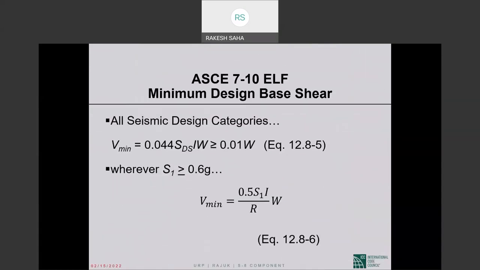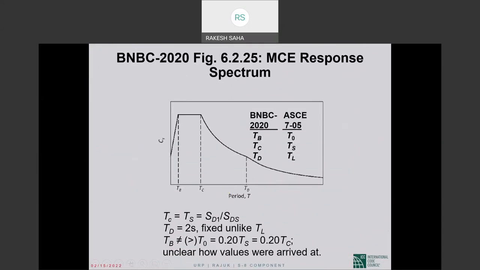I have gone through all of this. So the V minimum is given by this expression, but never less than 1% of weight. And the other minimum is a function of R and is given by this expression.